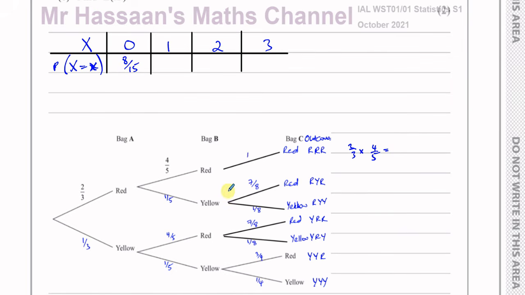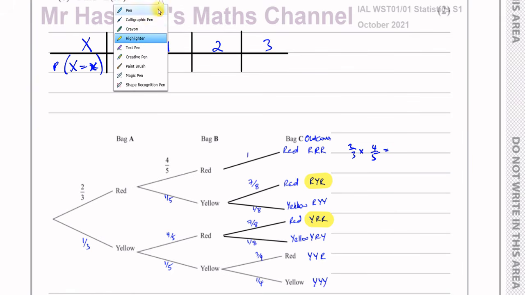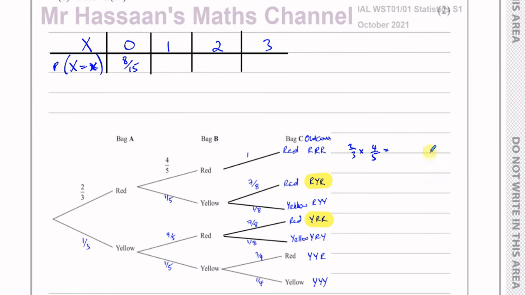And what's the probability of picking just one yellow? Let's just highlight them first. That's one yellow. That's one yellow. It's only those two. All this is 2 yellows, 2 yellows, 2 yellows, 3 yellows, no yellows. This is for one yellow. This is for no yellows. This is 8 over 15.